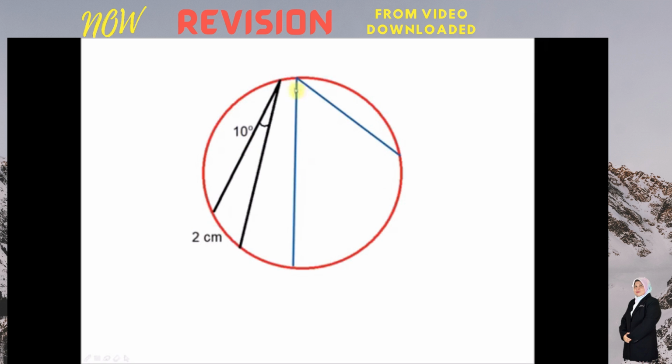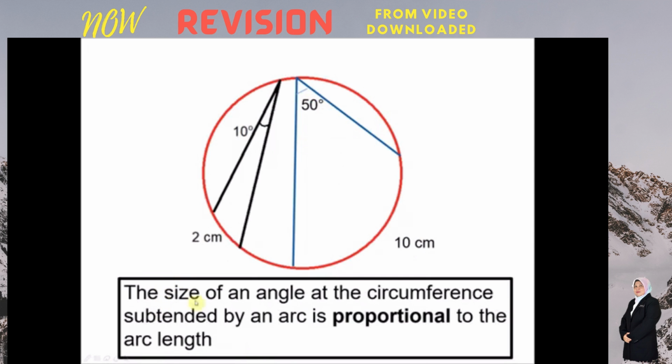Now we form an angle subtended by the arc here, which is 10 centimeters. 2 times 5 is 10, right? So we will find that the angle here will be 10 degrees times 5, which is 50 degrees. So the conclusion we get from this is that the size of an angle at the circumference subtended by an arc is proportional to the arc length.